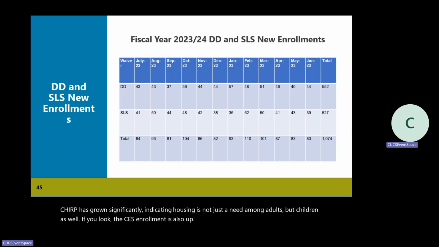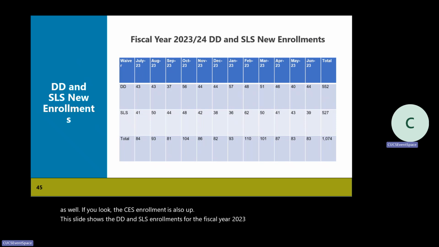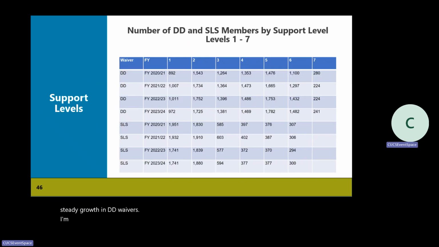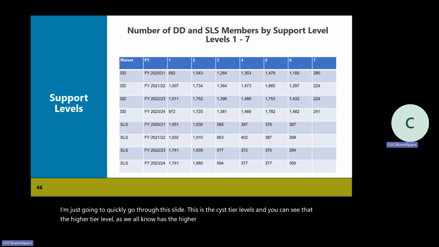This slide shows the DD and SLS enrollments for the fiscal year 2023-24. We are seeing a steady growth in DD waivers. I'm just going to quickly go through this slide. This is the CIS tier levels, and you can see that the higher tier level, as we all know, has the higher Medicaid reimbursement. There is steady growth in DD enrollments and a decrease in SLS. And this indicates an increasing need for residential support services.